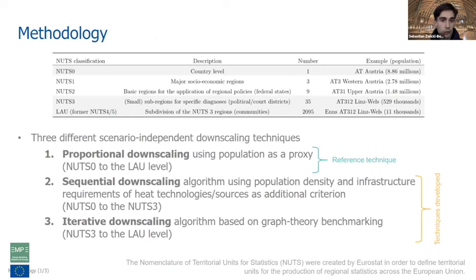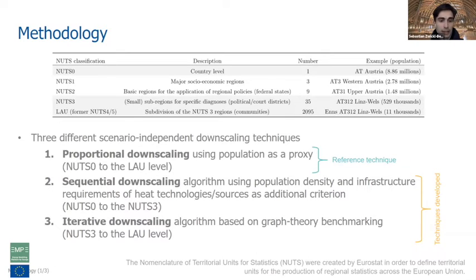Just a very short idea how we did this. We used 3 different downscaling techniques. The first one was a reference technique, which is often used in this regard, called proportional downscaling, using, for example, here, population as a proxy. But we developed 2, let's say, more sophisticated or more advanced techniques called here the sequential downscaling and the iterative downscaling.